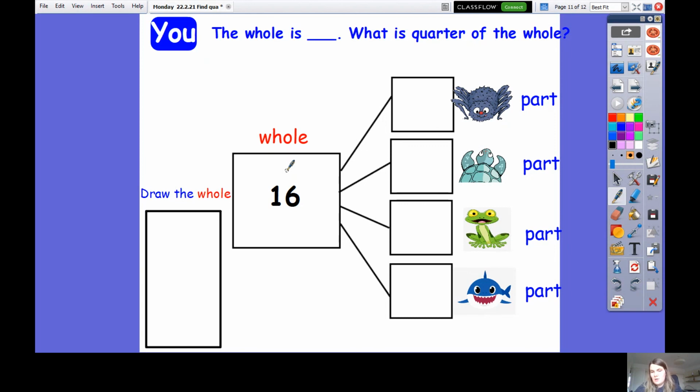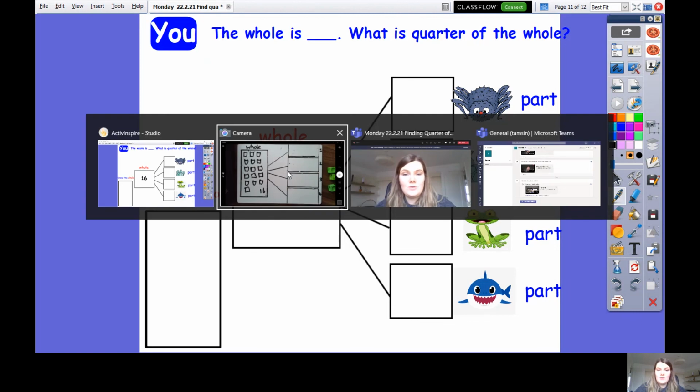Fantastic. I'm going to give you 3 minutes to do this. You need to draw the whole, then you need to share it between the 4 parts and then work out what quarter is. Okay, putting me on pause now. Fantastic. Did you have a go? Great. What did you find out? Ah, is that what you think it is?